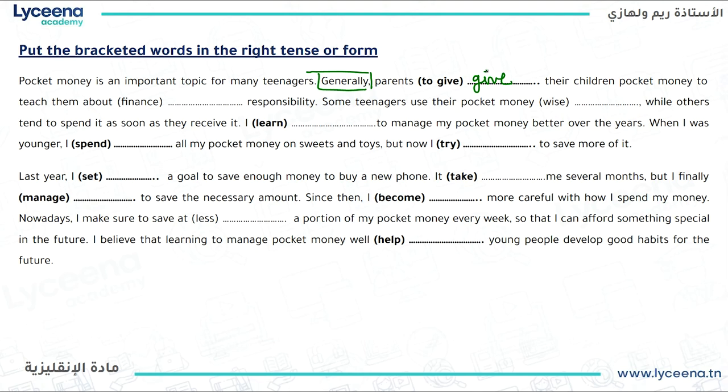the children pocket money to teach them about, what are you going to put with finance here? Are you going to put the verb in the right tense or you're going to provide the right form? Of course, here you're going to put the right form. Responsibility is a noun. So we are going to describe this responsibility. So we need an adjective. So here, parents give their children pocket money to teach them about financial responsibility.